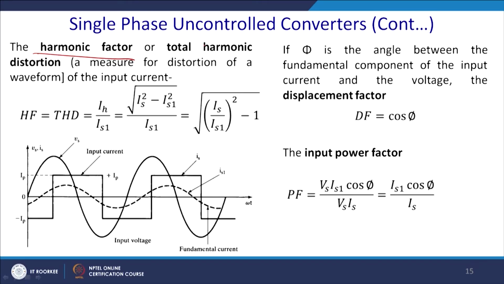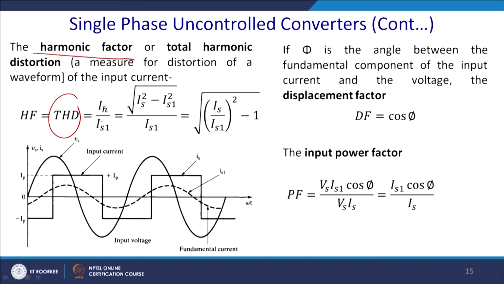Now, for the single phase uncontrolled converter, the harmonic factor or total harmonic distortion is one important parameter for current or power quality. It measures the distortion of the waveform of the input current, that is THD equal to IH by IS1, that is square root of IS square minus IS1 square by IS1, and ultimately you will get this value.